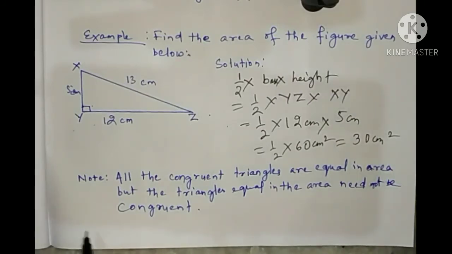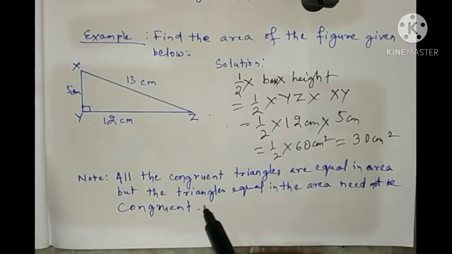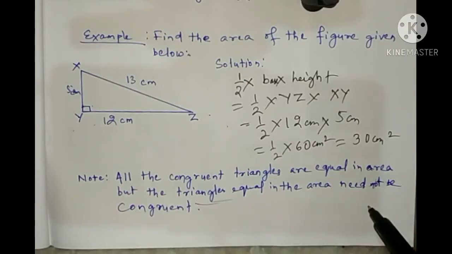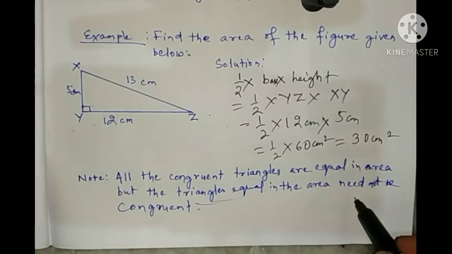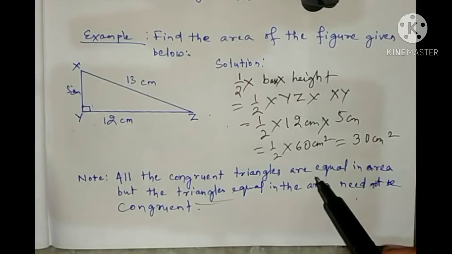So what note is given? All congruent triangles are equal in area, but all triangles equal in area need not be congruent. Means if triangles are equal in area, they are not always congruent. But all the congruent triangles have equal area.